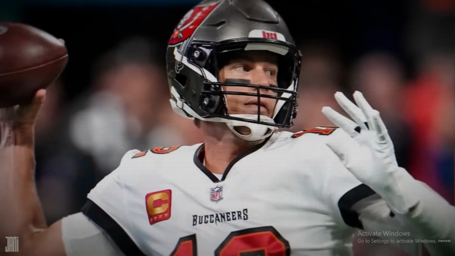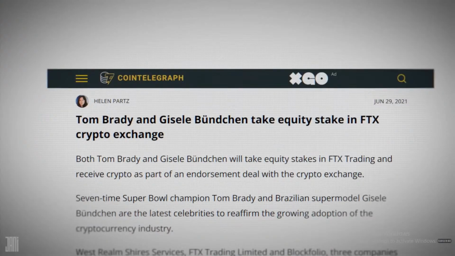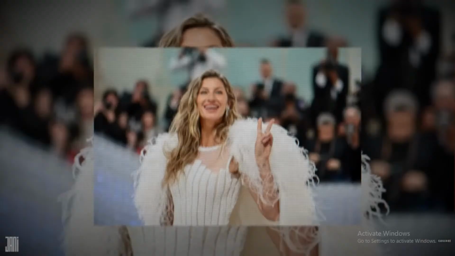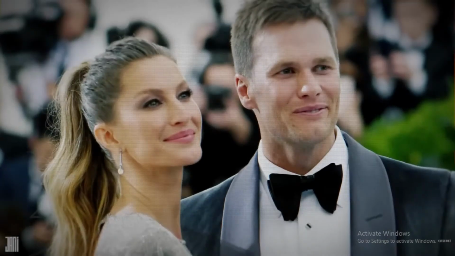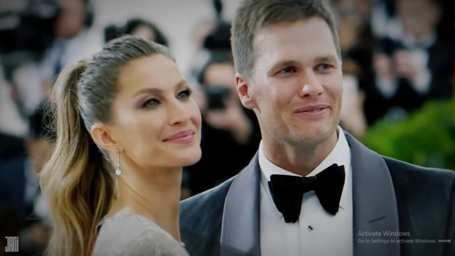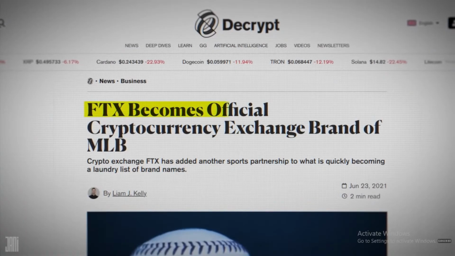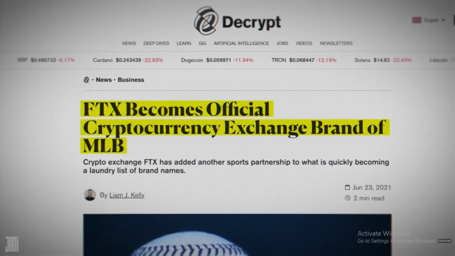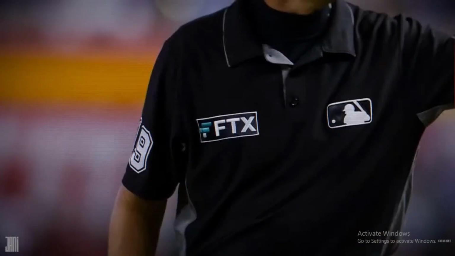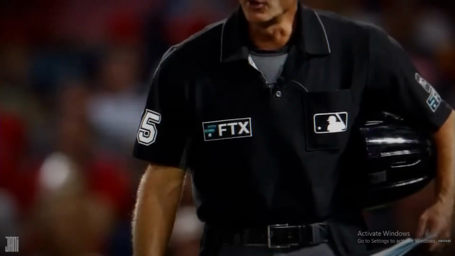Tom Brady, one of the greatest quarterbacks in football history. Well, he's not only an ambassador for FTX now, he's also given equity in the company, and the same goes for the Brazilian fashion model and Brady's wife at the time, Gisele Bündchen. The entirety of Major League Baseball, thanks to a 5-year partnership, FTX were to become the official cryptocurrency exchange of the MLB. Every single umpire had the FTX logo embroidered on their uniform.